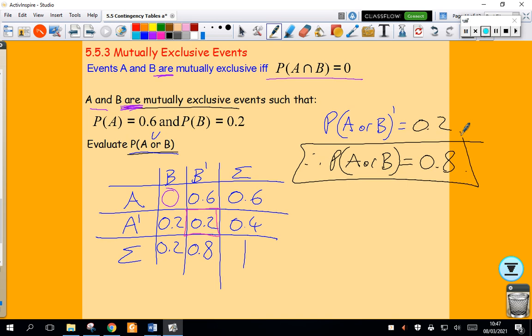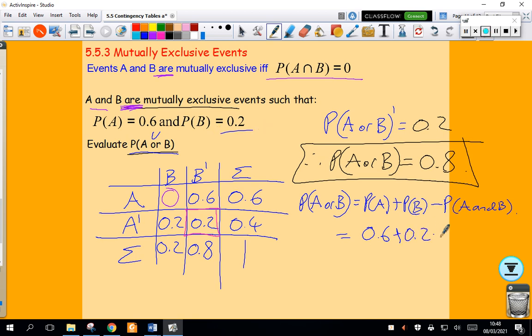The other way to do this is to use the addition rule. The addition rule says the probability of A or B happening is the probability of A plus the probability of B minus the probability of A and B. The probability of A here is given as 0.6. The probability of B here is given as 0.2. The probability of A and B, where we're told they're mutually exclusive events, so the probability of them happening together is 0. So you can work out that's 0.8. That's the probability of A or B.